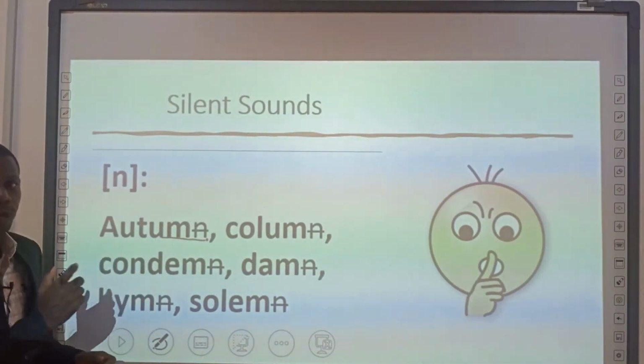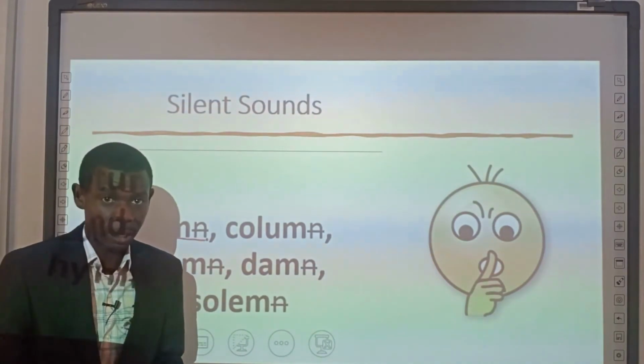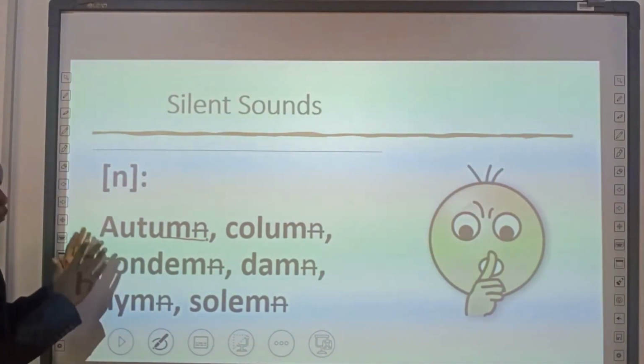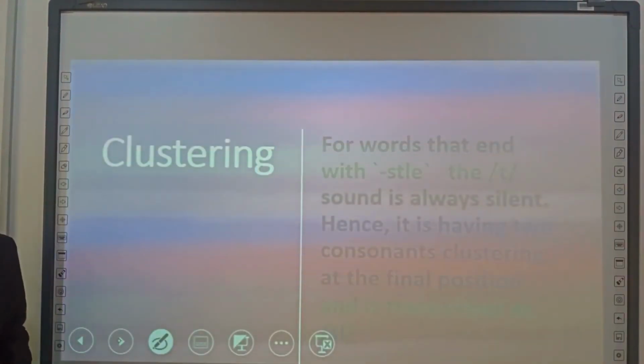So we have autumn, we have column, we have condemn, we have damn, we have hymn, and we have solemn. So there is nothing like N in solemn. No, the N is silent. That's for the silent sound. So please watch out and don't let that one confuse you. It can be a bait.